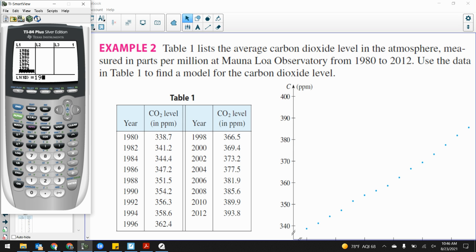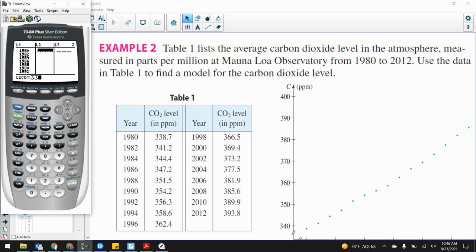Oops. Dude, I think I did 20,000. Nope, I did 2,000. I'm all right. 2002, 2004, 2006, 2008, 2010, 2012. It looks like about 18 pieces of data. Looks like it's taken every 2 years.